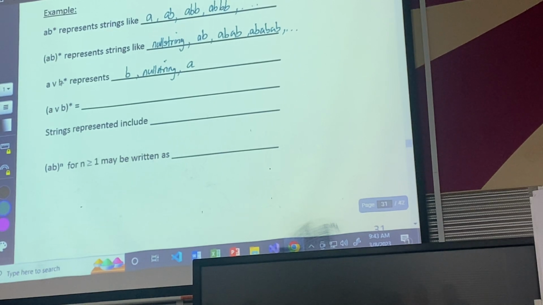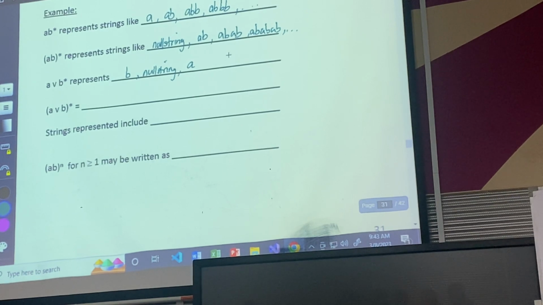Then you can have 1B also. You can have 1A also. You can have 2B. You can have 3 B's. Can you have 2A? No. A has no loop, right? So A having no loop means you can only have a maximum of 1A. So the loop is only for B. Yes.